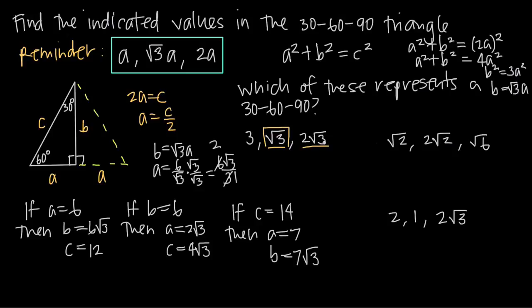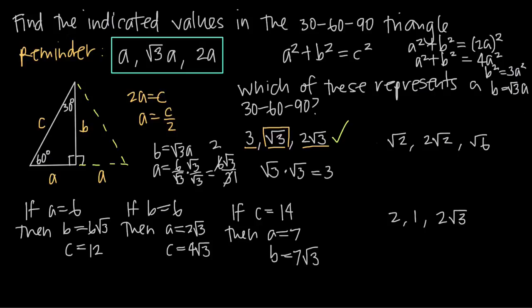And we know that the longer leg, side B, has to be the length of the shortest leg multiplied by the square root of 3. So if we take square root of 3, the length of the shortest leg, and we multiply it by square root of 3, we're going to get, of course, 3, and that checks out. That is the length of the longer leg. So we know that these three side lengths do, in fact, represent a 30, 60, 90 triangle.